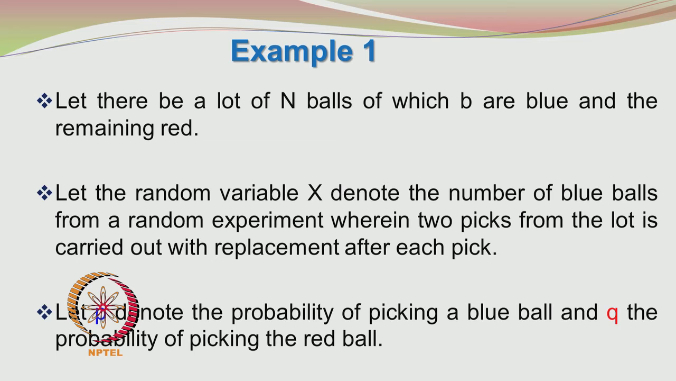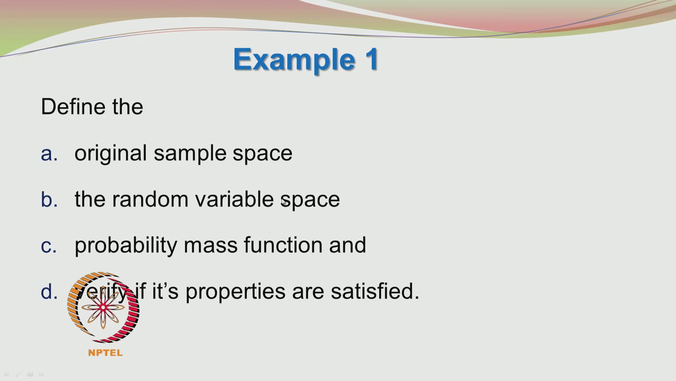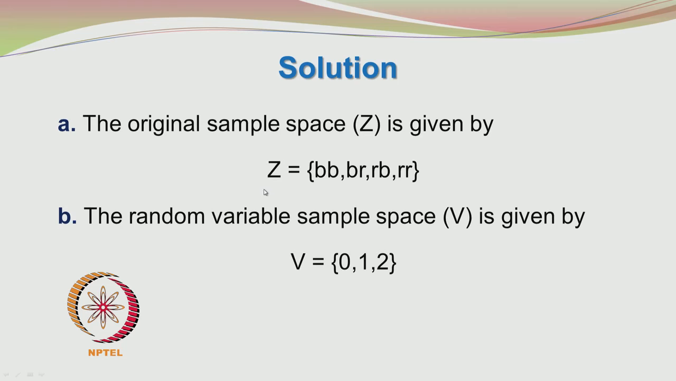To summarize, P is the probability of picking a blue ball and Q is the probability of picking the red ball. So, we have to find the original sample space, random variable space, probability mass function and see whether the properties are satisfied. The original sample space is given by BB, BR, RB, RR.